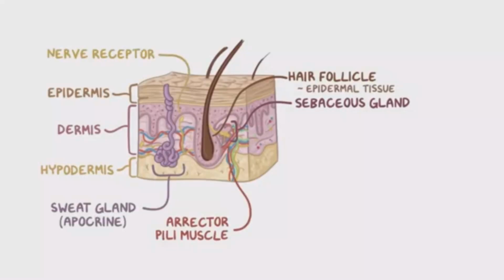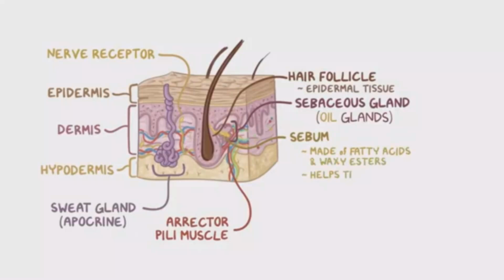Now, sebaceous glands, or oil glands, are located in the dermis layer of the skin and are connected to hair follicles. Each sebaceous gland secretes an oily substance called sebum into a nearby hair follicle or through pores that extend directly to the skin surface. Sebum is a substance made of different fatty acids and waxy esters to help transport nutrients and lubricate the skin.